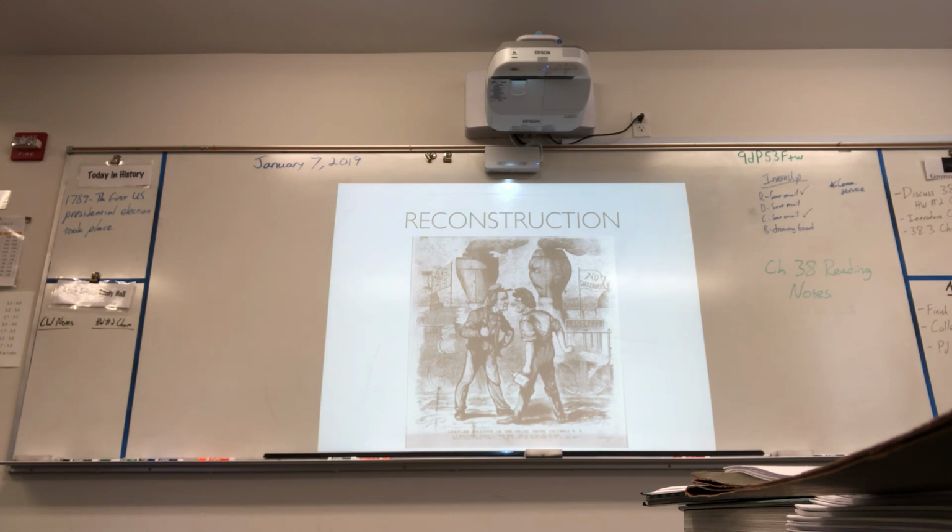Johnson battles with Congress over and over. Congress eventually starts overriding Johnson's vetoes. And as we know, they impeach him and nearly kick him out of office. At that point, Congress takes over control of Reconstruction.